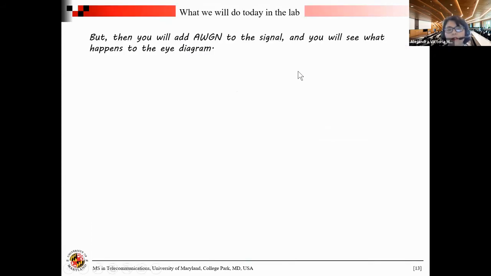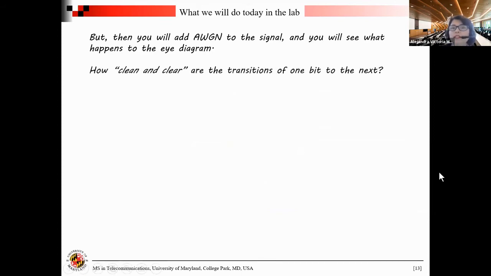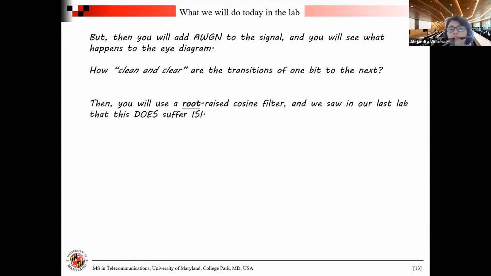So these points are going to be really sharp when the system transitions from one bit to the next. And when you add additive white Gaussian noise to the symbol, you're going to see that the eye diagram is going to change. And I want you to make observations, pay special attention to what changes occur, because I'm going to be asking you about it. How clean and clear are the transitions from one bit to the next? Is it very clear? Then you're going to use a root raised cosine filter instead of a raised cosine filter.